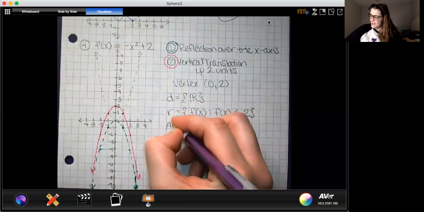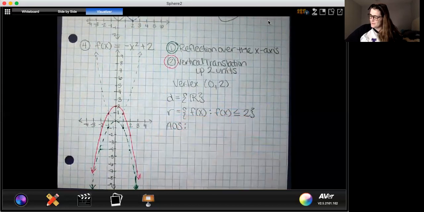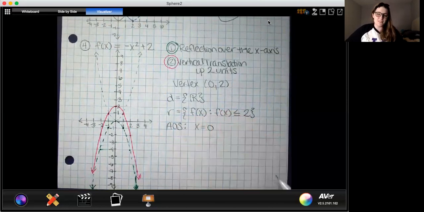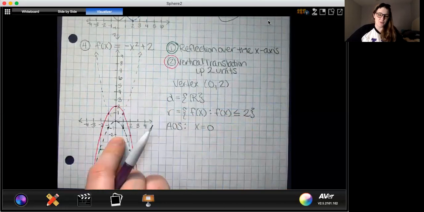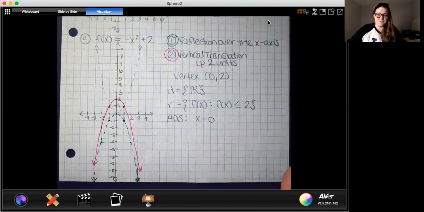And last but not least, our axis of symmetry is x equals 0. However much it moved, it did not actually move from that same vertical position. So therefore x equals 0 is still my axis of symmetry. Okay, great job.